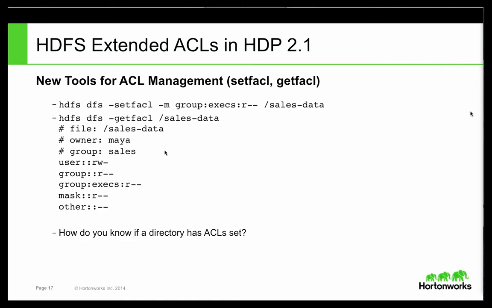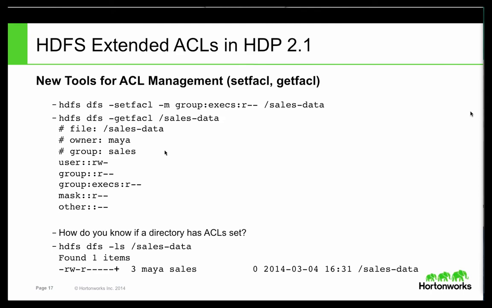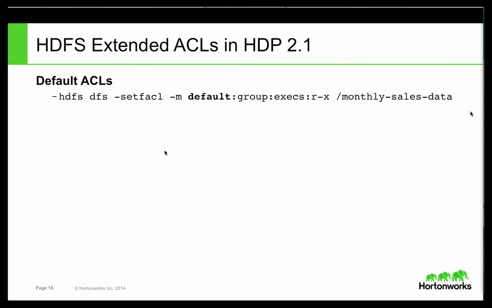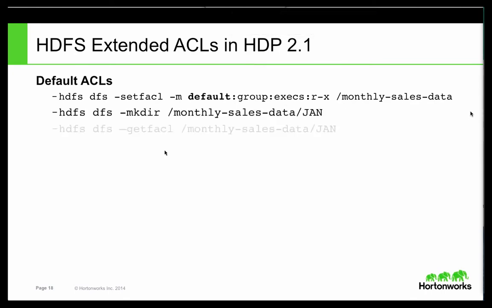And how do you know if a directory has an ACL set? It will have a plus sign if you read it through a DFS list. You'll see that it has a plus sign next to it, and that's the indication that there is an ACL set on that directory. Now let's talk about the default ACLs. So you can set the default ACL as well. The default access applies not retroactively, but from that point onwards. So if you set the default ACL on a directory, then all the files or children of that directory will have this default access.